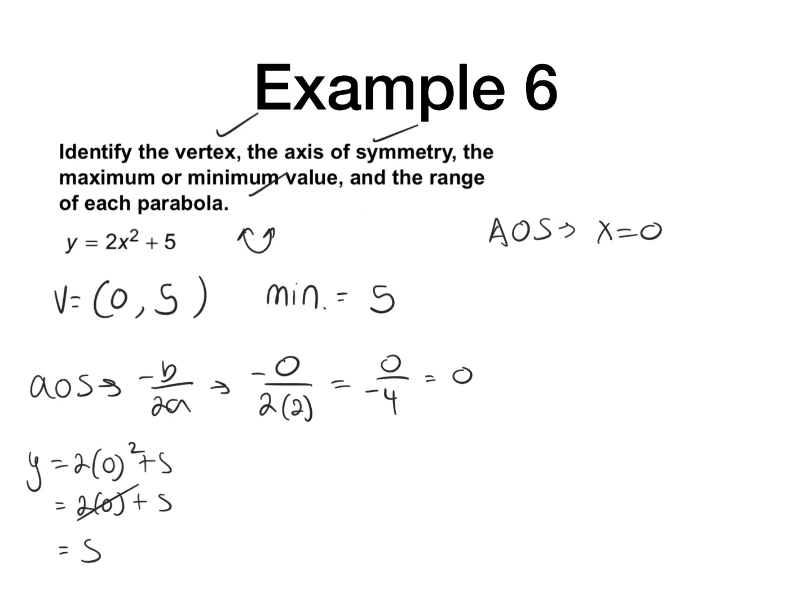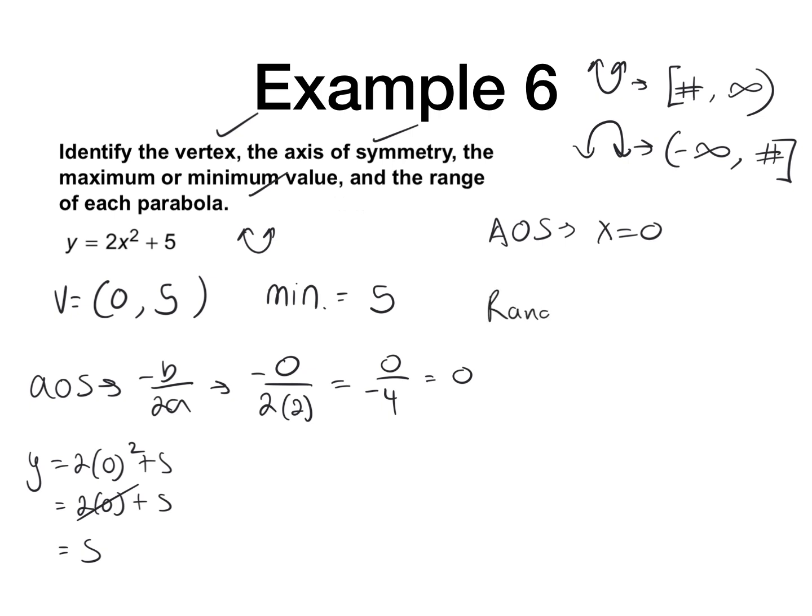They also want us to find the range. Now, how do we know the range? If you have an upward looking parabola, you're going to have a number and then up to infinity. And if you have a downward looking parabola, you're going to start at negative infinity up to that number. Those are the only two options you have for range. Now, this one is an up looking parabola. So for the range, it's going to be from the number, which is 5, comma, infinity. Now remember, range is dealt with the y value. So our range is based on the y value of the vertex.